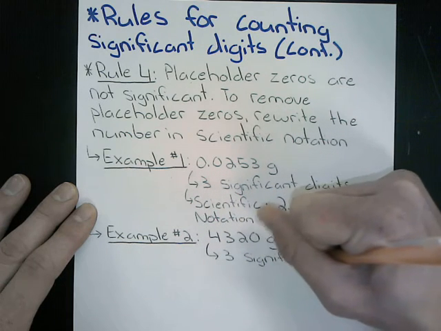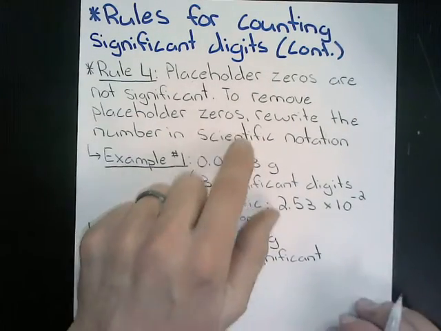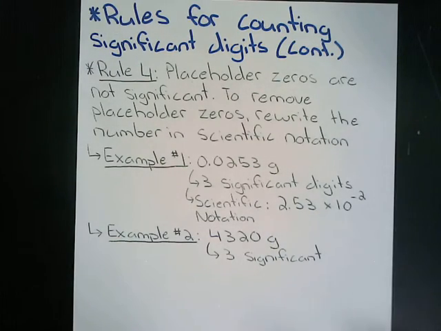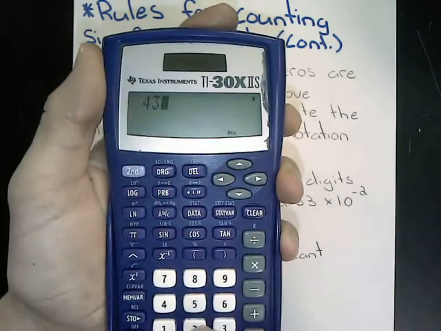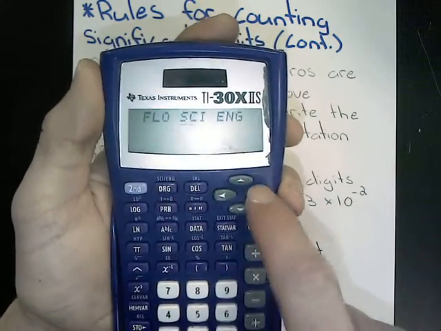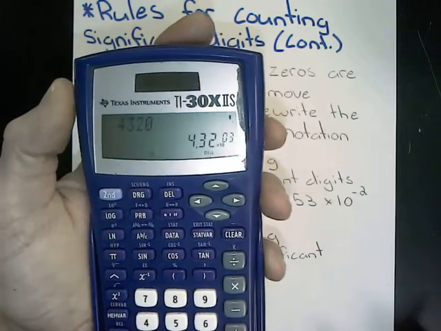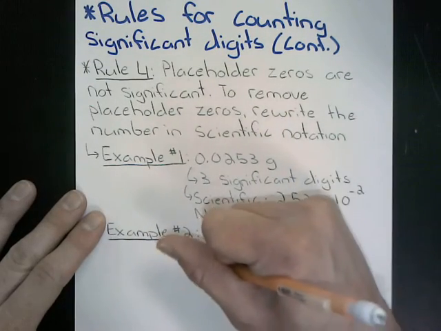Now, once more, we can eliminate this ambiguity, or this kind of question mark here, by putting this number in scientific notation. So if I grab my calculator again and type in 4,320, and I convert this to scientific notation, I get the value of 4.32 times 10 to the third.